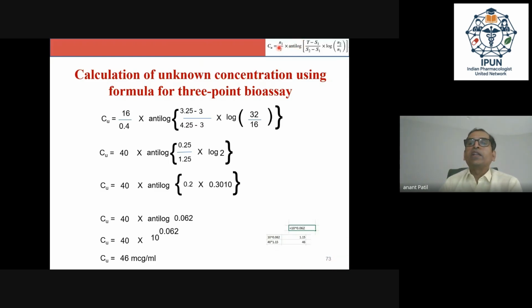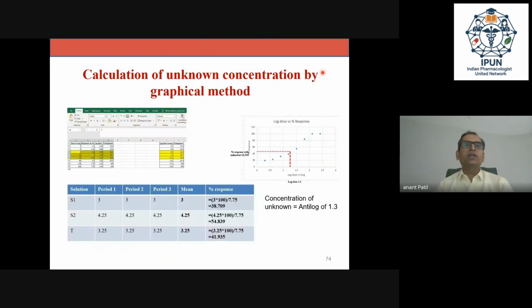Once again, I'm repeating the formula just for your visual representation. I had kept it here. So the concentration of unknown is equal to N1 divided by T into antilog of square bracket T minus S1 divided by S2 minus S1 into log of N2 divided by N1. So that is the concentration.